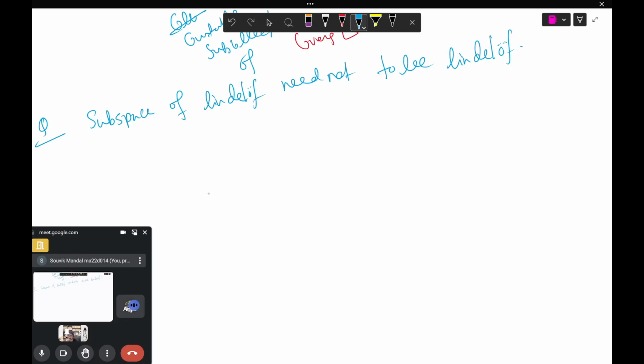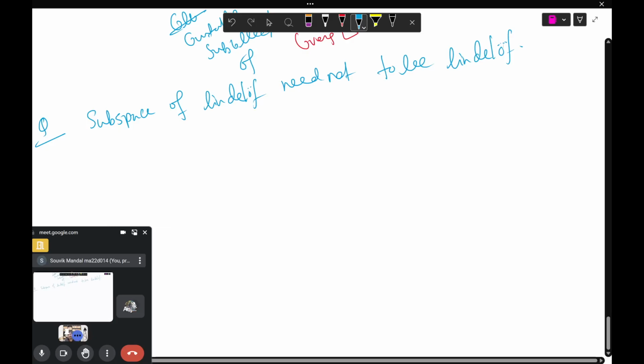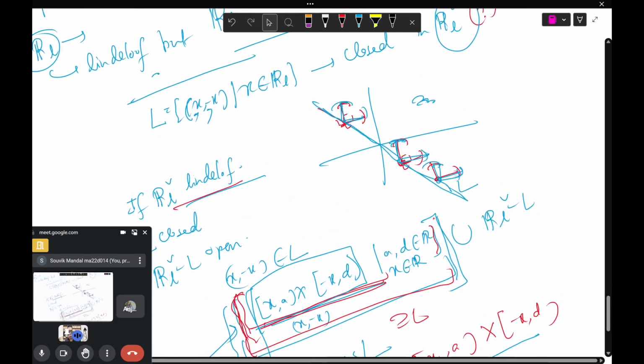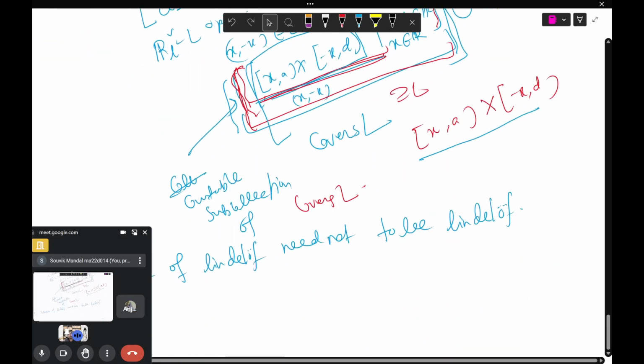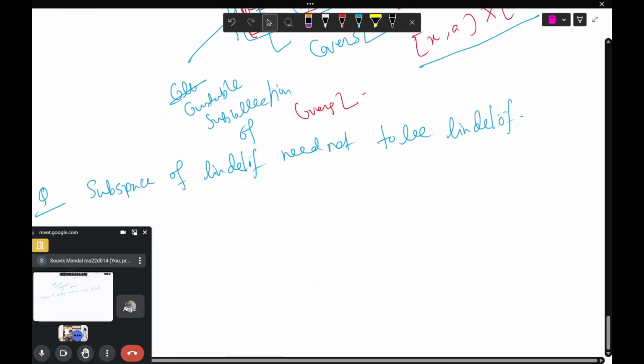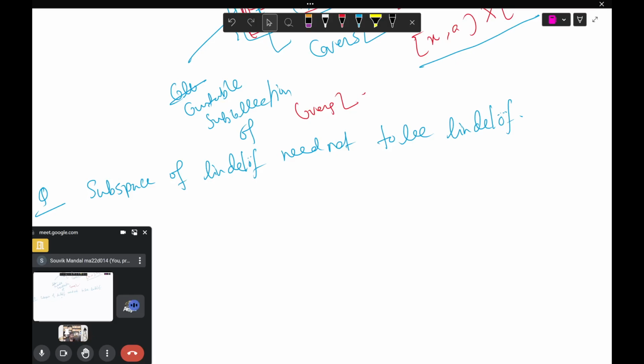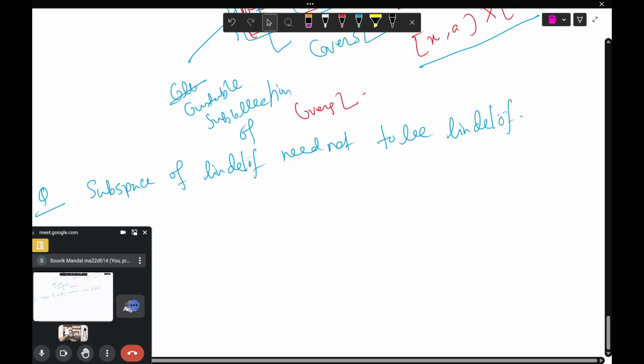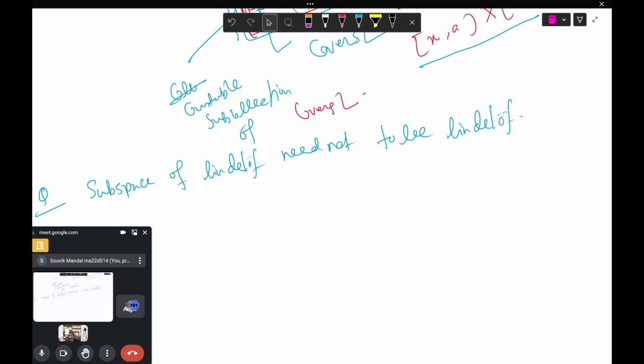Sir, the line which we defined in the previous example. Then, in the previous example, the R_L squared is not Lindelof, right? But here you need to show that a subspace of a Lindelof space need not be Lindelof. So you need to find a big space which is Lindelof first, right? So the previous example will not work here, correct?